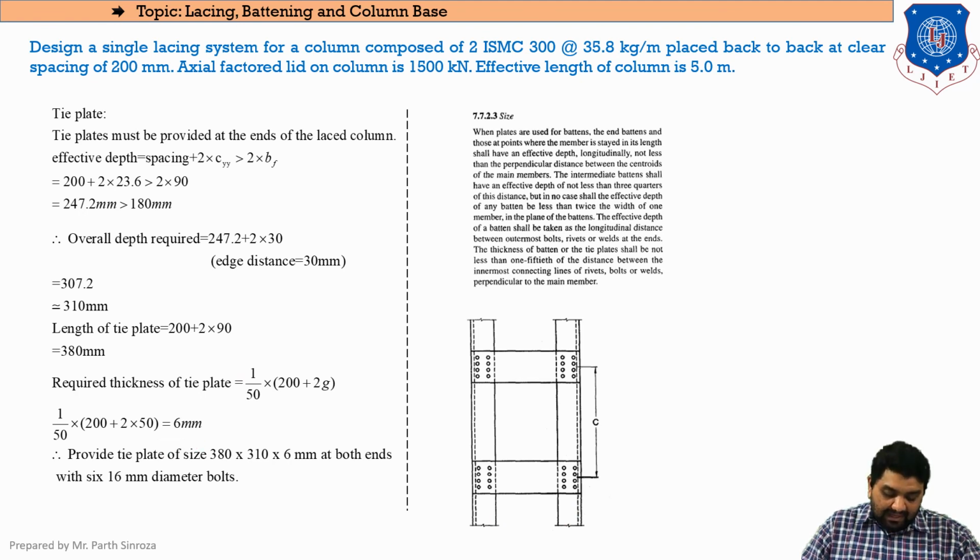So the final size will be that we will be providing a tie plate of length 380 mm. Its overall depth will be 310 mm, and the thickness will be 6 mm at both ends. Both ends mean the top end and bottom end, and in between we will be providing our lacings. Clear? So this was our design of lacing.